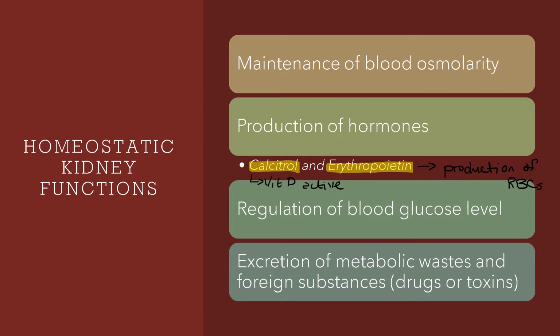The next homeostatic kidney function is the regulation of blood glucose level. So just like the liver, the kidneys can use the amino acid glutamine in gluconeogenesis. And remember, this forms new glucose molecules. And the kidneys can then release glucose into the blood to help maintain normal blood glucose levels if blood glucose levels are low.